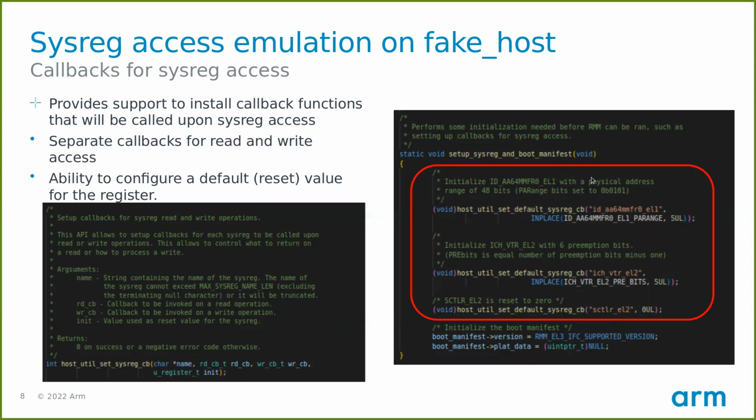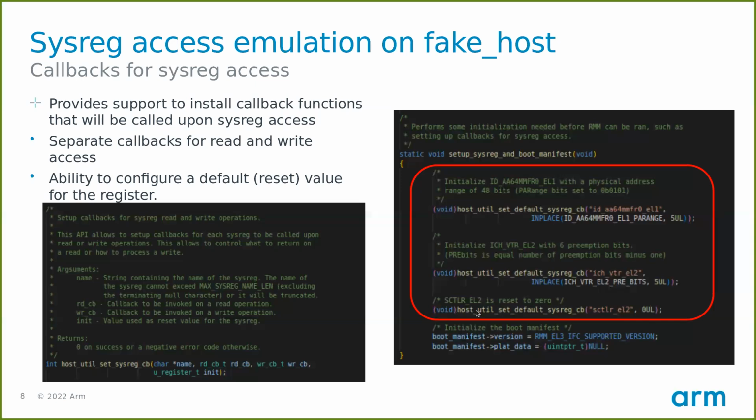And here on the right side, we can see an example of register emulation. This is the code that initializes the fake host architecture. Here we can see that we call host util set default sysreg callback. This API internally just calls host util set sysreg callback, but it installs a default set of accessors that just return the value on read or modify the value on write.